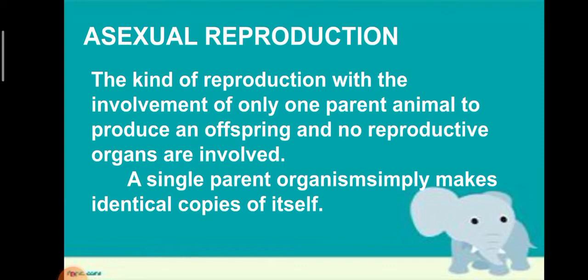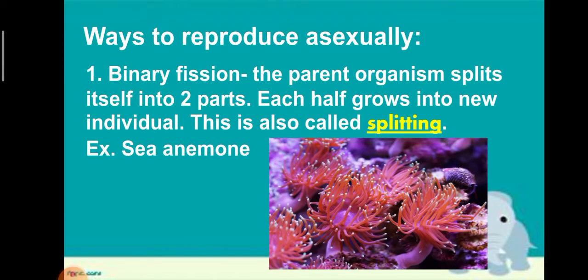Ibig sabihin, dito sa reproduction na to, isang parent lang ang kailangan para magkaroon ng anak. At walang kinakailangan na reproductive organs para mangyari yon, yung kanyang pagpaparami. A single parent organism simply makes identical copies of itself. Ang mangyayari dito, si single parent, pwede siyang magkaroon ng anak sa pamamagitan lang ng pagkukopya sa kanya or pagdodoble niya. There are ways to reproduce asexually.